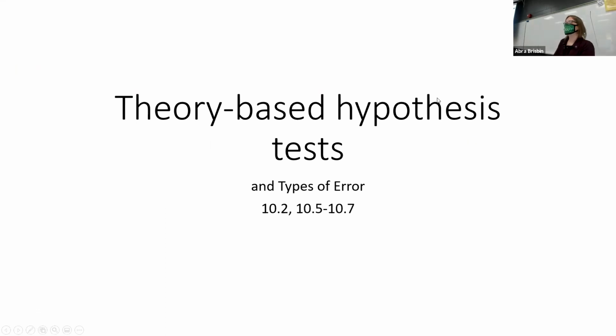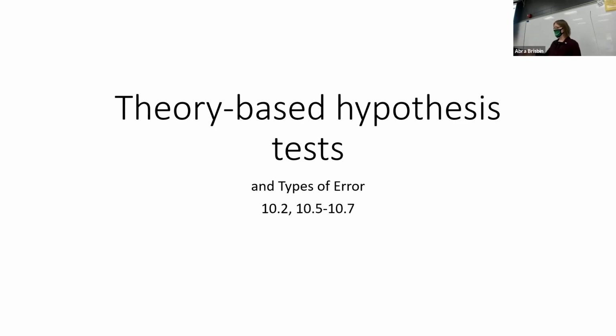So can someone remind us what a p-value is? Sam? The probability of getting a value of the statistic at least as extreme as the observed. Yeah, the p-value is the probability of getting a value of the statistic at least as extreme as what we observed in the data, assuming what? The chance model is correct. Yeah, assuming the chance model or the null hypothesis is correct.